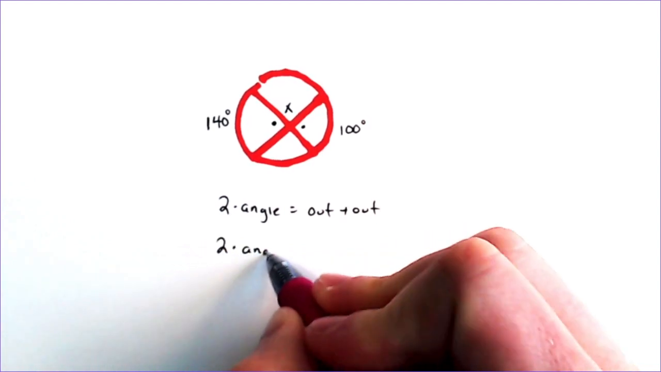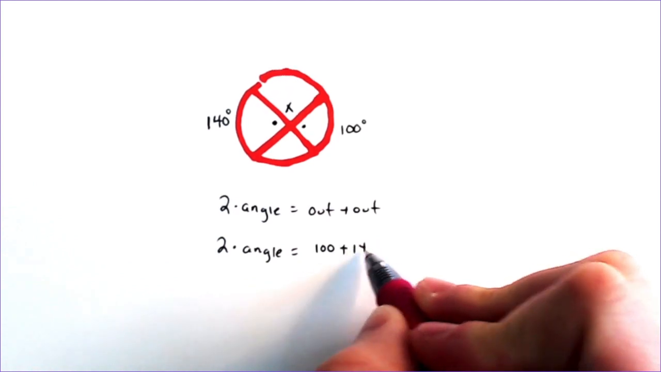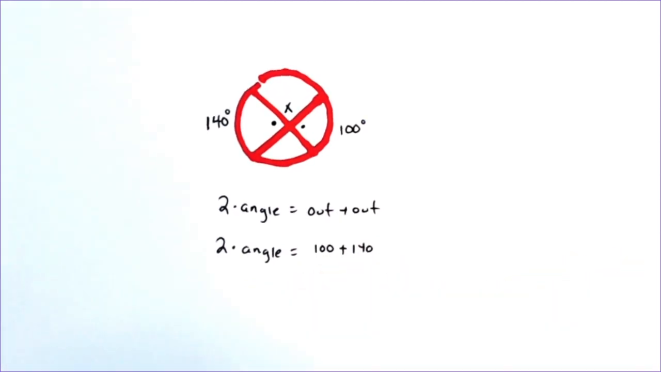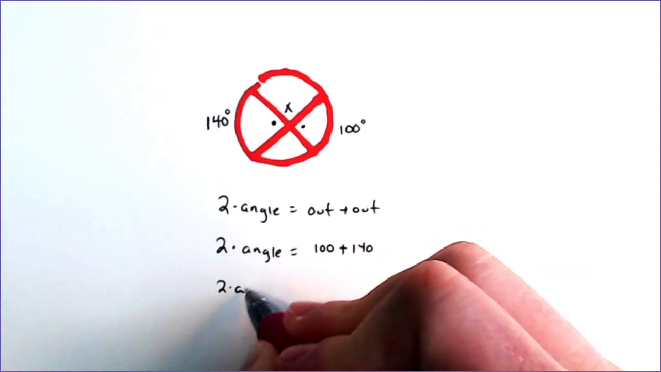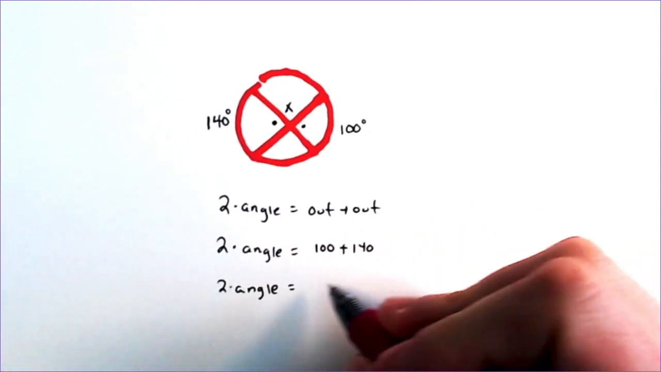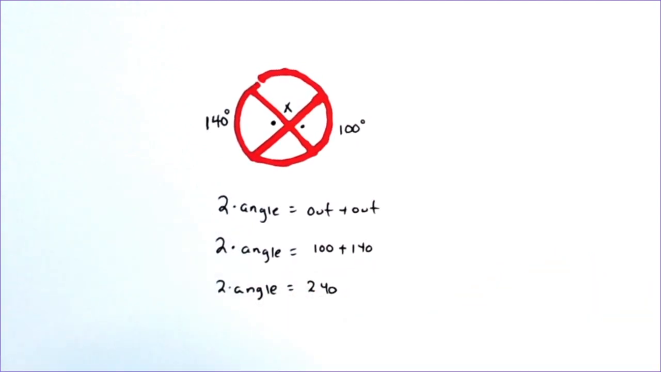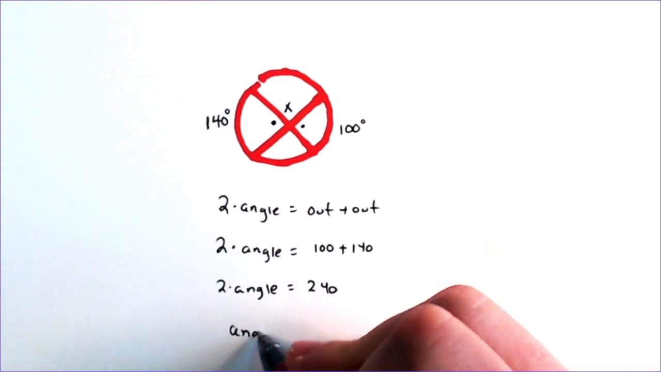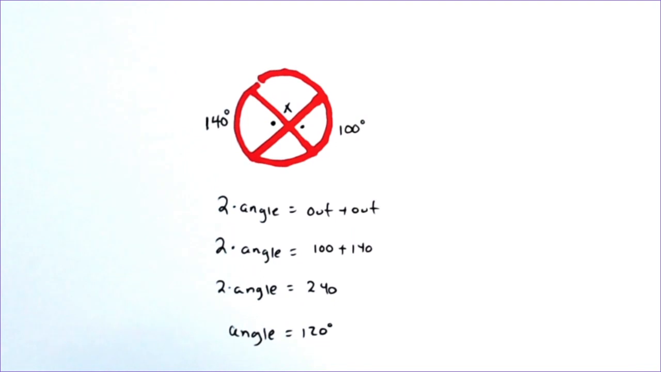So we're still going to start it the same way. 2 times the angle equals 100 at the outside plus 140 the other outside. And then we're going to add those together. 2 times the angle equals 100 plus 140 is 240. And then we're going to divide by 2, and we'll find out that that angle is 120 degrees.